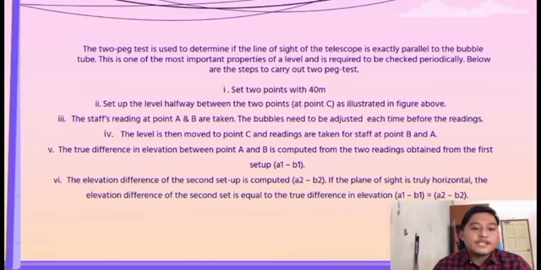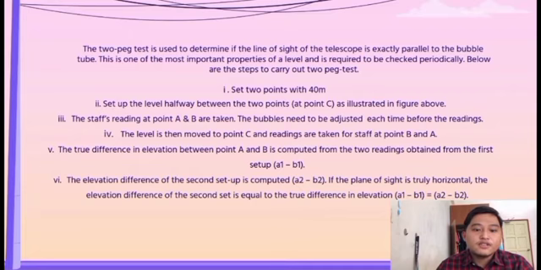The two peg test is used to determine if the line of sight of the telescope is exactly parallel to the bubble tube. This is one of the most important properties of a level and ought to be checked periodically. Below are the steps to carry out the two peg test.